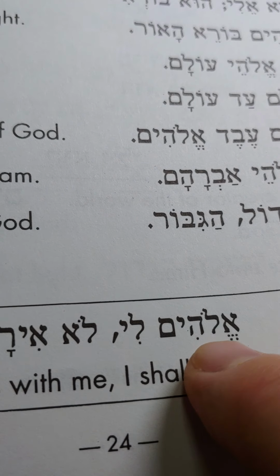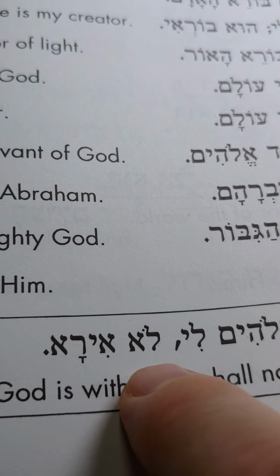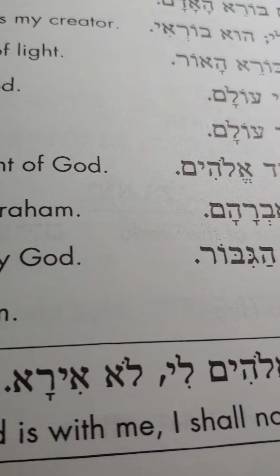And then in the Adon Olam, it doesn't say Elohim, it says Adonai, but we didn't learn all the letters yet for Adonai. So Adonai li, lo ira. God is with me, I shall not fear.